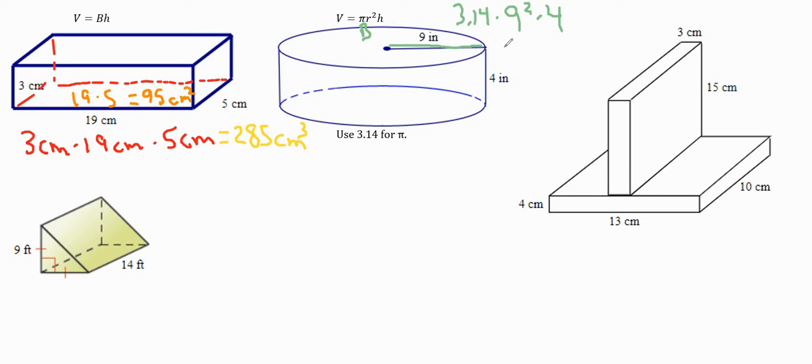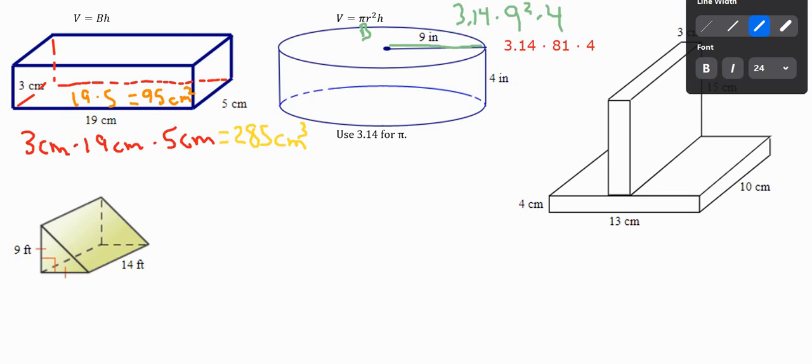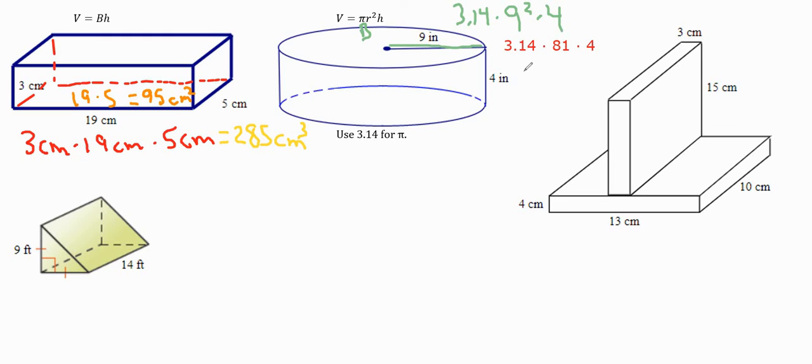And I would recommend, especially if you're using a basic calculator, do the 9 squared first, which is 9 times 9, that's 81. And then we're going to have 3.14 times 81 times 4. And that's going to equal 1017.36 inches cubed.